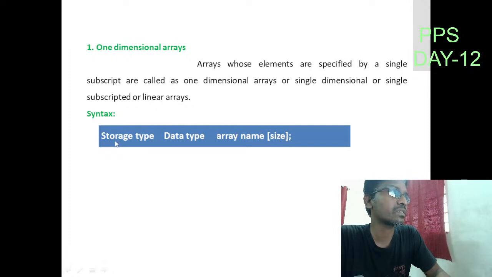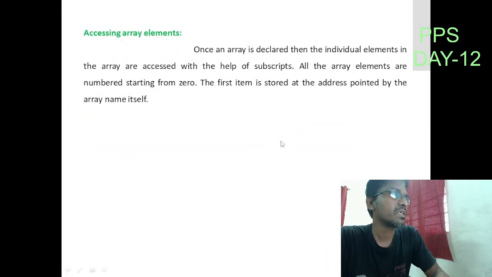So this is the syntax of a one-dimensional array. You give the storage type, data type, and array name, followed by the size of the array in single square brackets. And how are we going to access the elements in an array?